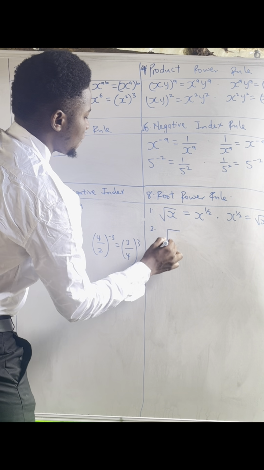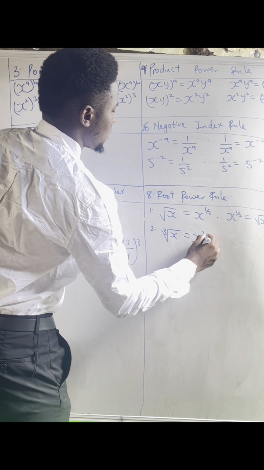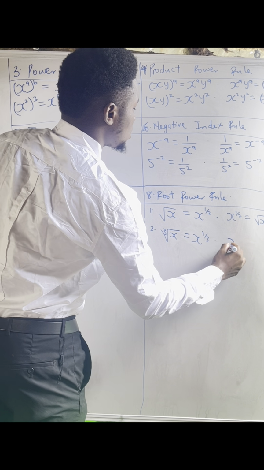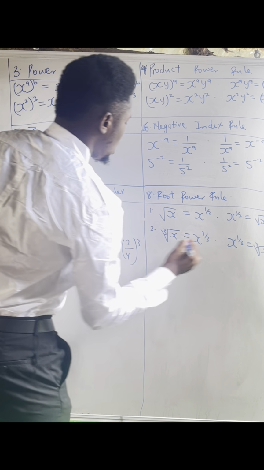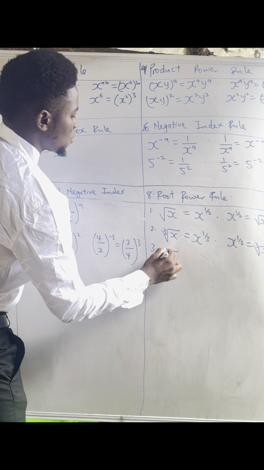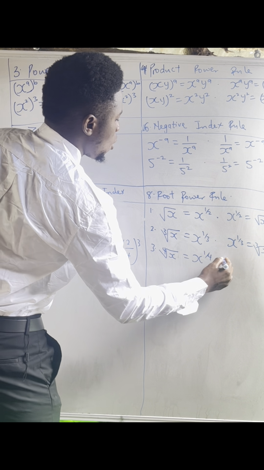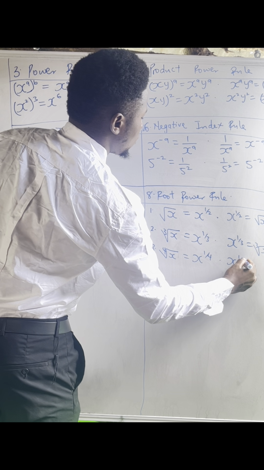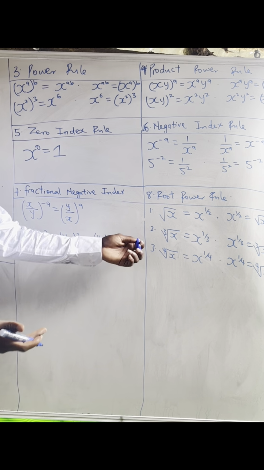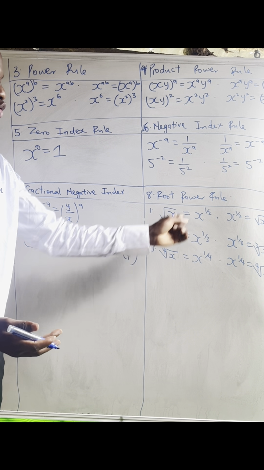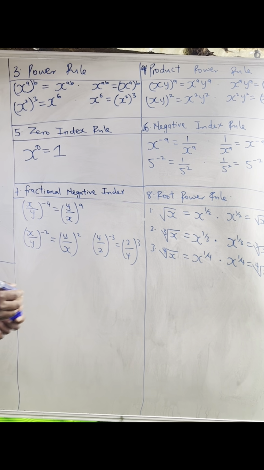Another one is, let's say we have cube root x. Cube root x can also be written as x raised to power 1 over 3. While also, x raised to power 1 over 3 can also be written as cube root x. Also, if we have fourth root x, it can be written as x raised to power 1 over 4. While also, x raised to power 1 over 4 can be written as fourth root x. So if it is fifth root x, it can also be written like that. So you have to be used to these. Let's go to the next rule, guys.